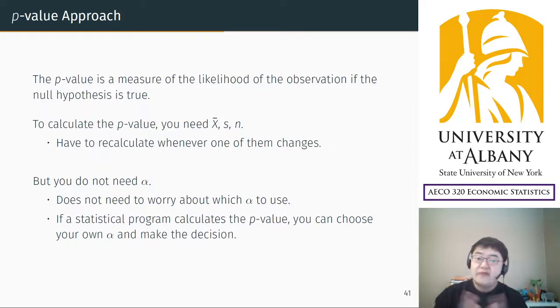Okay, so the p-value is what we learned in the last lecture, and I'm going to continue some more explanation about the p-value and continue to the next method in the next video.